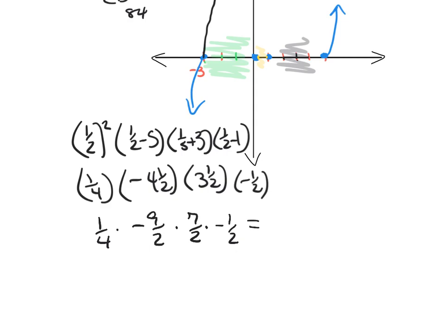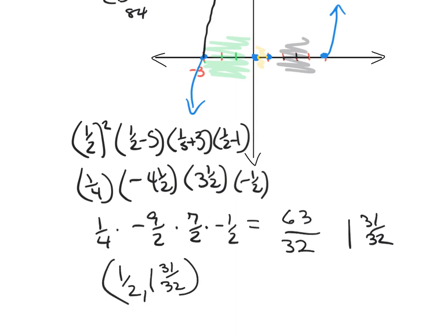Nothing simplifies here. So I'm going to get 63 over 2 times 2 is 4, 8, 63 over 32. So not quite 2. So this would be 1 and 31 over 32. Almost to the 2. So when I go to graph this, this would be the ordered pair I would graph.